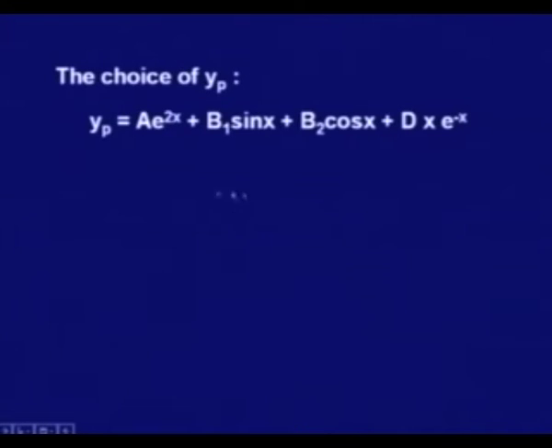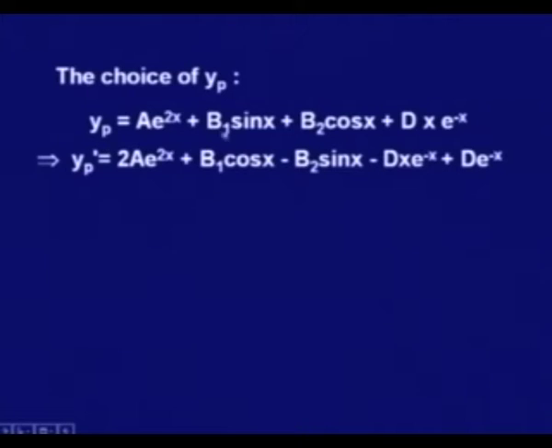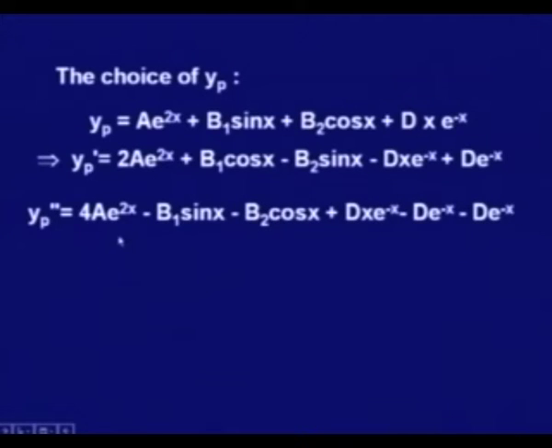Now, find out its derivative: 2a e to the power 2x plus b1 cosine x minus b2 sin x minus dx e to the power minus x plus d times e to the power minus x. Second derivative: 4a e to the power 2x minus b1 sin x, derivative of sin x is cosine x, so b2 cosine x, derivative of dx e to the power minus x is plus dx e to the power minus x minus d e to the power minus x, and the derivative of this is minus d e to the power minus x. Now, substitute this in the given equation.